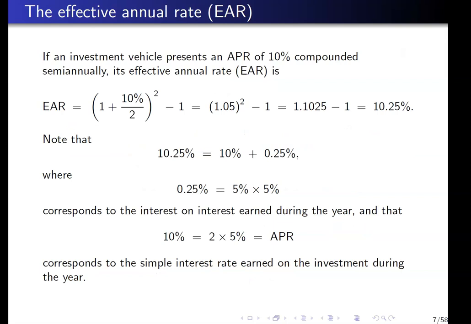If an investment vehicle presents an APR of 10% compounded semi-annually, the effective annual rate is, so 5% per period, 2 of these periods per year. So the EAR is 1 plus APR divided by 2, to the power 2. Whatever we use to divide the APR here is the number we use as an exponent to compute the effective annual rate. So the effective annual rate here is 10.25%. So 10% in simple interest and 0.25% in compound interest.